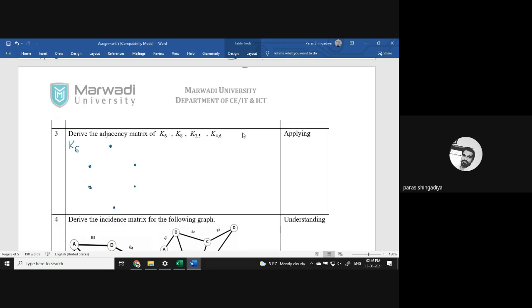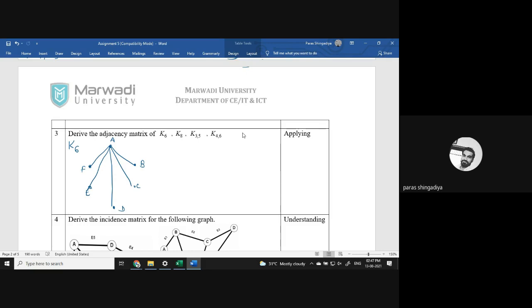And what is a complete graph definition? Each and every vertex is connected to each other. There are 6 vertices: A, B, C, D, E and F. So every vertex is connected to each other. A will be connected with B, A will connect with C, A will connect with D, E, and F. But A is not connected with itself. There is no loop at A.